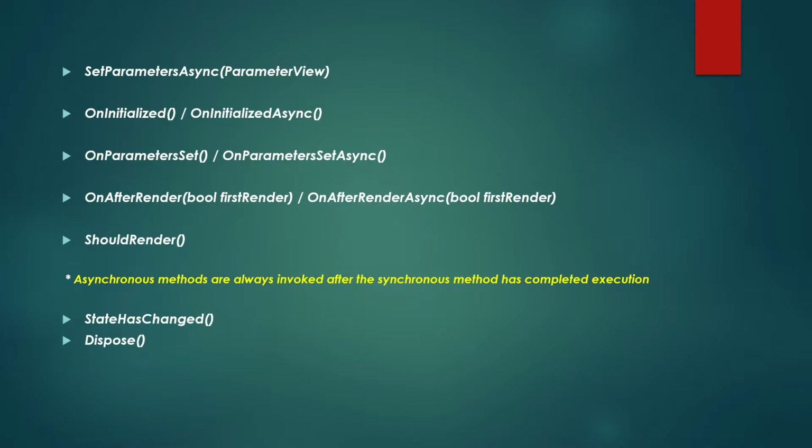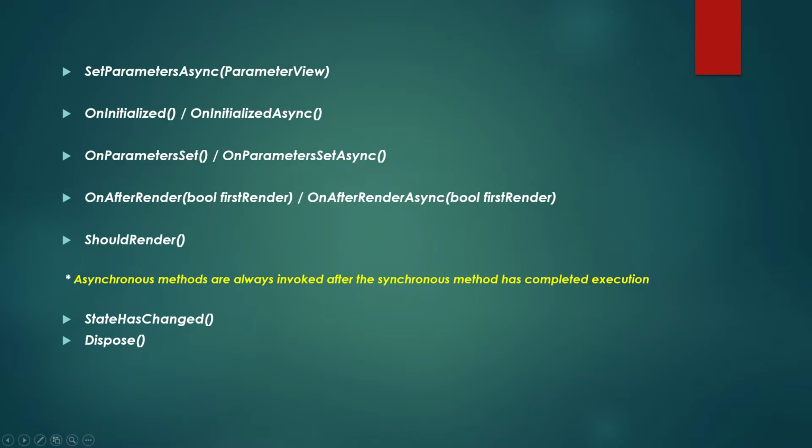Now this method also has a parameter called firstRender, and it is set to true only for the first time when the component instance is rendered. This can be used to avoid additional initialization of the component, and we can make sure that the initialization of the component is done only once.